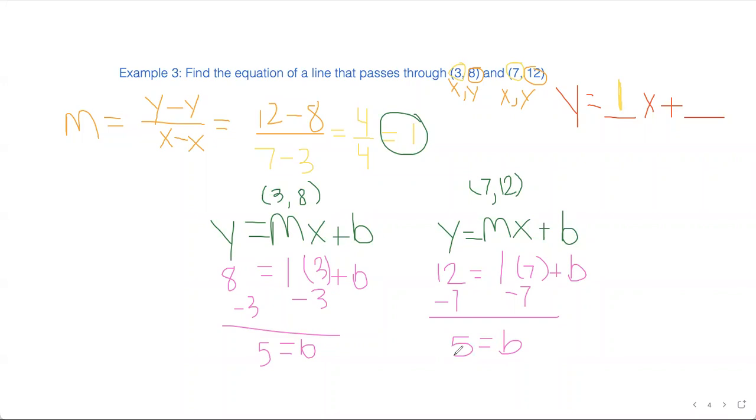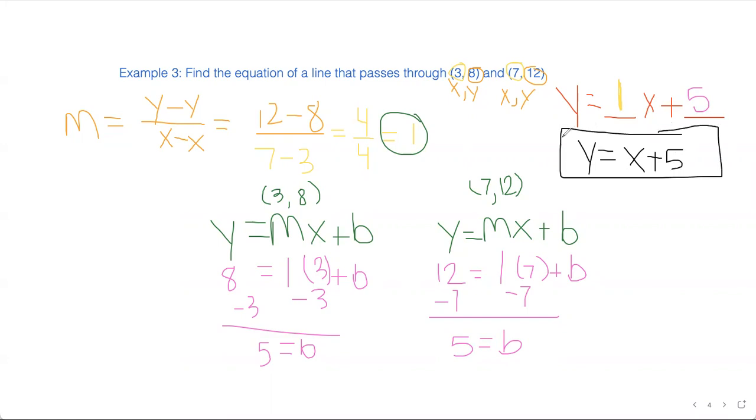You do not have to pick both. I'm just letting you know now. I'm just showing you. You just need to pick one. And as long as you do the math correctly, you'll know that it's right. Okay, so my b is 5. I'll place that up here. So more appropriately, I won't mark it wrong, but you don't need to have that 1 in front of the x. You just can have y equals x plus 5. So that would be the equation that goes through those 2 points.